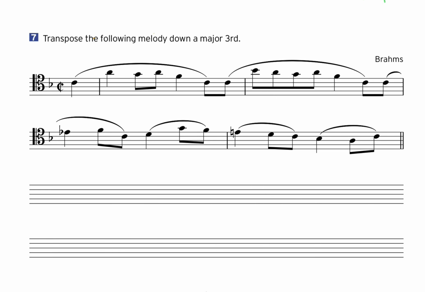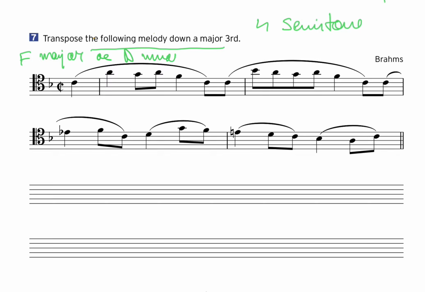Okay, the next one you see is called transpose the following melody down a major third. So major third, we know this is a 4 semitone distance. Okay, and we see this is tenor clef. In this one there's 1 flat. So 1 flat, we know either it is F major or it is D minor.